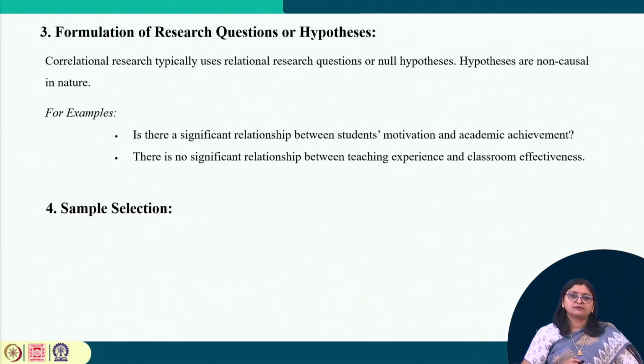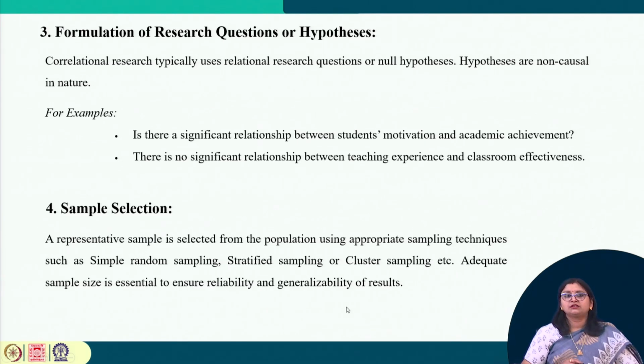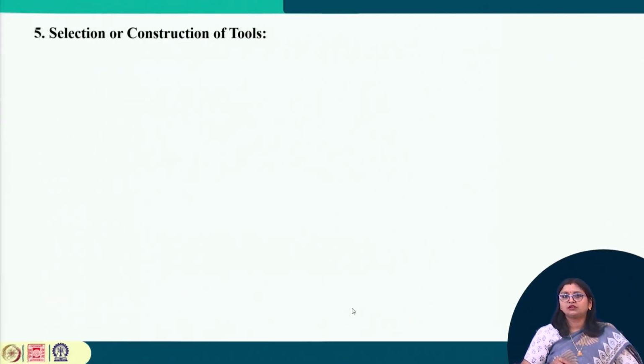Then the fourth step is sample selection. The researcher has to decide; a representative sample is selected from the population using an appropriate sampling technique such as simple random sampling, stratified sampling or cluster sampling, etc. Adequate sample size is essential to ensure the reliability and generalizability of the result.